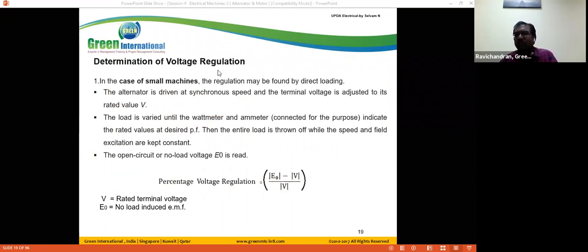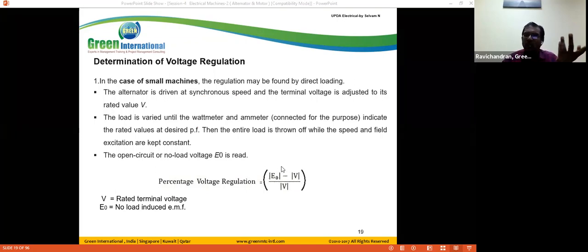So, determining the voltage regulation. Voltage regulation is no-load voltage minus full load voltage divided by the terminal voltage or full load voltage. So (E minus V) divided by V. The same equation we derived in the transformer also. Whenever the output is electrical energy, we use voltage regulation. If it is a motor, we use speed regulation: no load speed minus full load speed. Here the output is a voltage, so we have voltage regulation, (E naught minus V) divided by V.